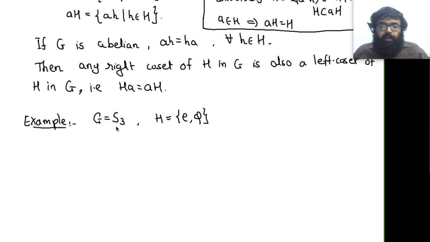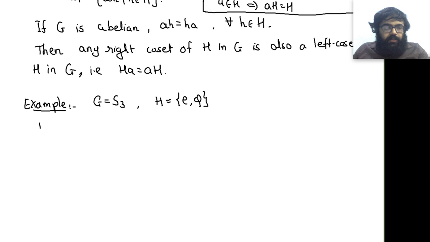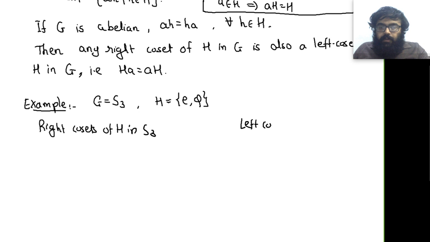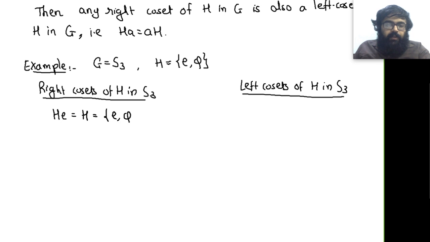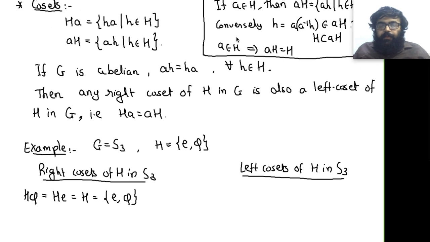So we have done this already. An example: how many cosets were there? Let us list the right cosets of H in S3, and let us list here the left cosets of H in S3. Right cosets, we had found, if you remember, there are three distinct right cosets. So one is He, which is H, which is nothing but {e, phi}. And this is the same as H phi, because phi belongs to H. As we have seen just now, if A belongs to H, then aH equals H. And the converse is also true, if and only if aH equals H.